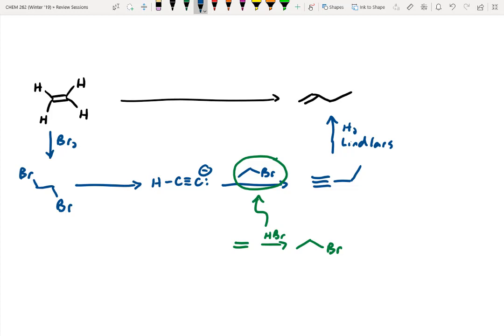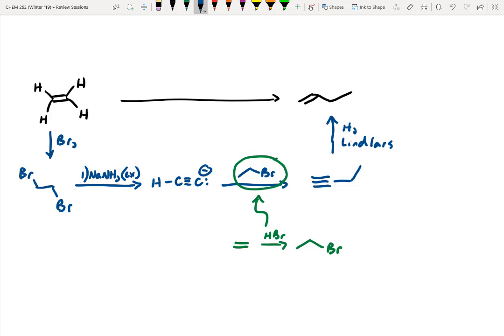Yeah, it's very similar to before. So if you ever need to make an alkyne from an alkene, you need to brominate it and then do a double elimination. So what reagent do we use for the double elimination? Sodium amide. So NaNH2, and we need excess of it, right? Because we're doing more than one elimination.